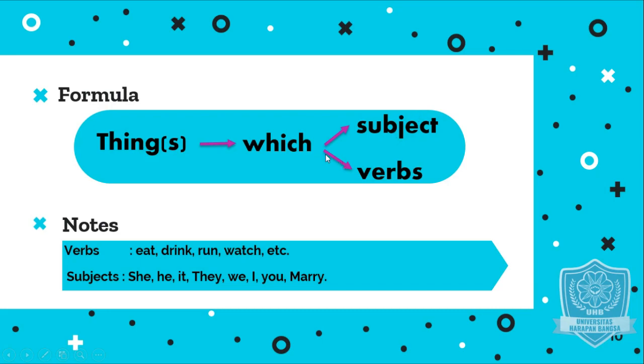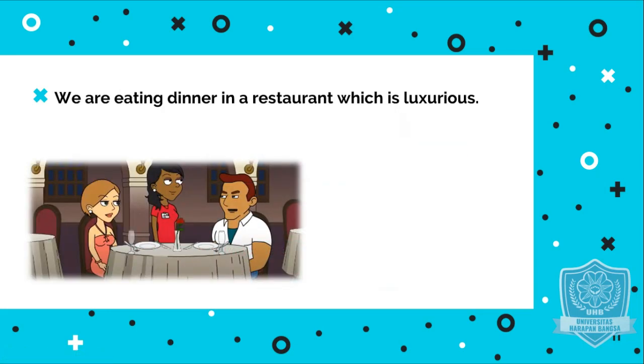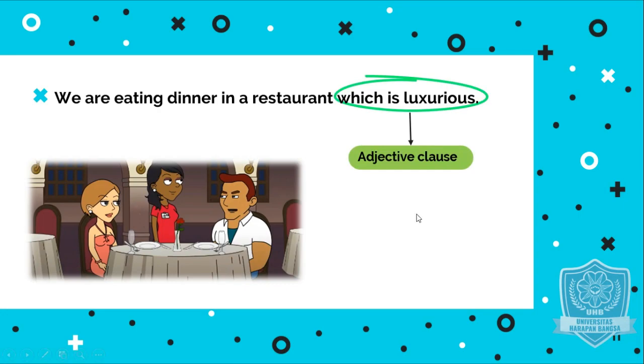So here there are two options. You can use a subject or a verb after which. The verb, as usual, like eat, drink, run, watch. Subject like she, he, it, all subjects. Well, here are the examples. We are eating dinner in a restaurant which is luxurious. Here the adjective clause which is luxurious describes a restaurant, the noun.